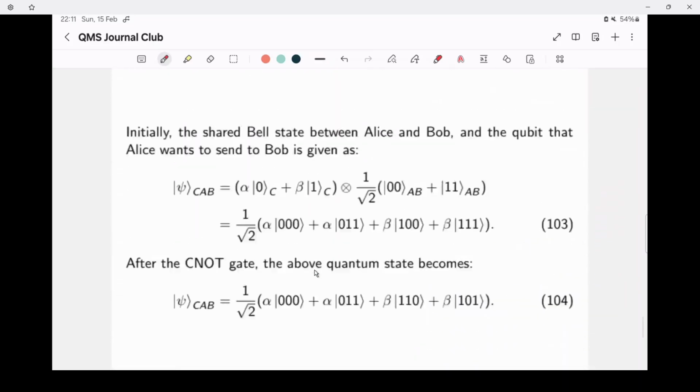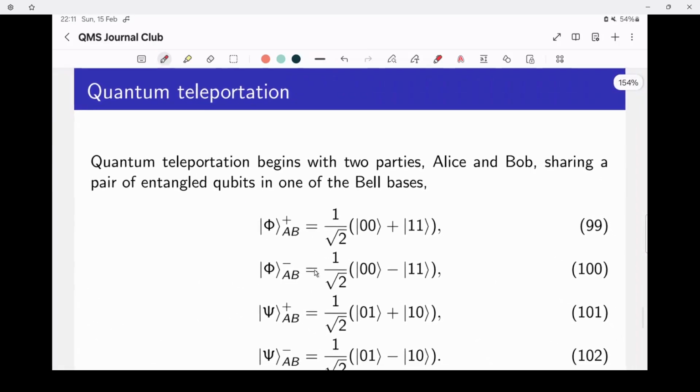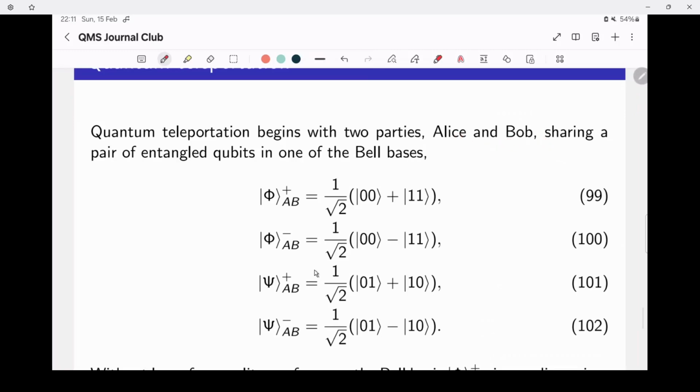So the last part of this discussion basically goes into quantum teleportation. Specifically, people always say that with quantum teleportation, you can send information faster than the speed of light, and that's actually not true. So let me briefly describe what quantum teleportation is. Essentially, you have two parties, Alice and Bob. Initially, they share a pair of entangled qubits in one of the Bell bases. In this demonstration, I'm only using the first one. So let's say this is Alice, this is Bob.